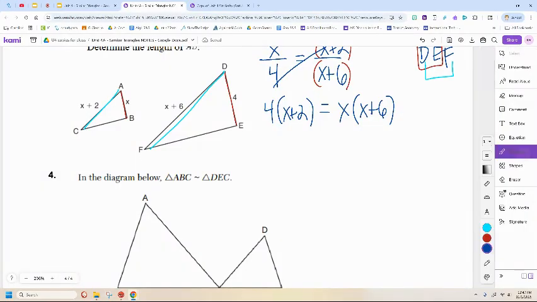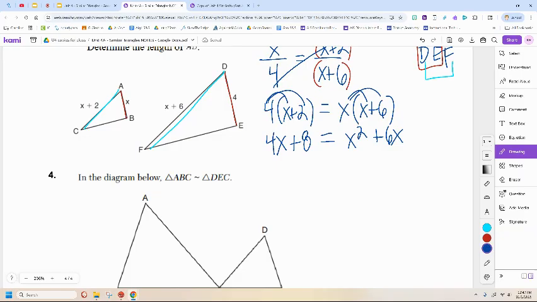Yes. Okay. So the next thing I'm going to do is distribute. Once again, you could have your x plus 6 over on this side. It doesn't matter. I'm going to distribute. So here I go: 4x, 4 times 2 is 8. My equal sign is still there. I don't distribute past the equal sign. Now I have x times x, everybody, is x squared. And then we get x times 6, which is 6x.